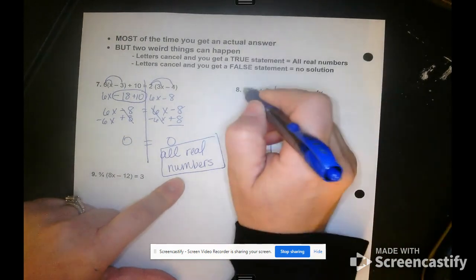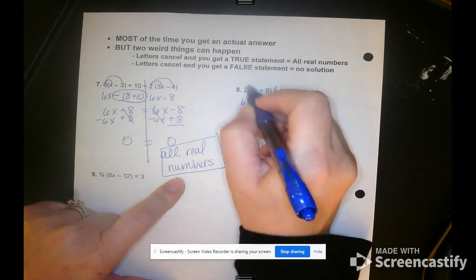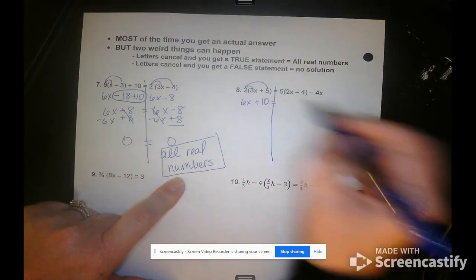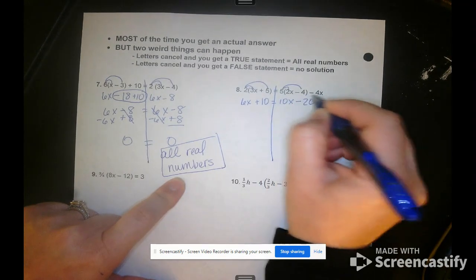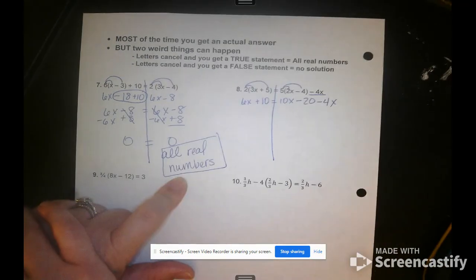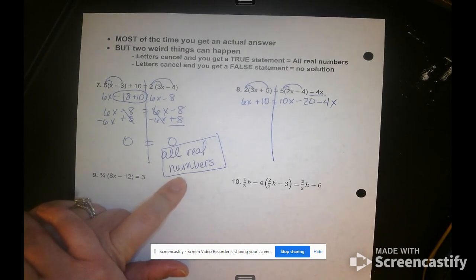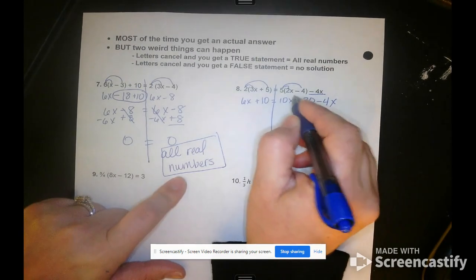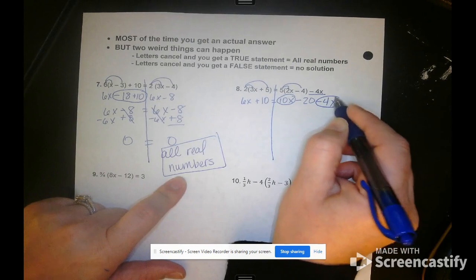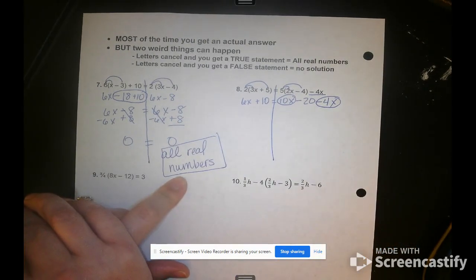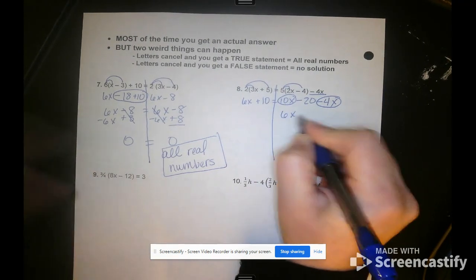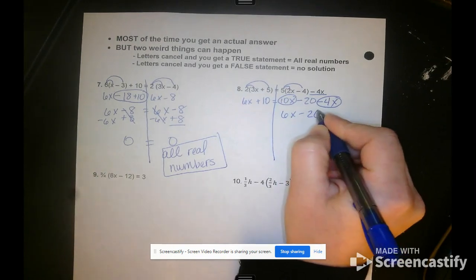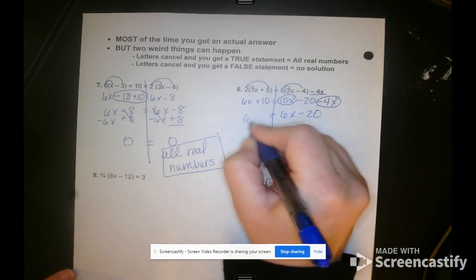This one, 2 times 3x is 6x. 2 times 5 is 10. All right? This is 10x minus 20, and then minus 4x. Do I have like terms to combine? Yeah, 10x and 4x. Well, what is 10x minus 4x? 6x. Okay. So I have 6x minus 20, all right, is equal to 6x plus 10.